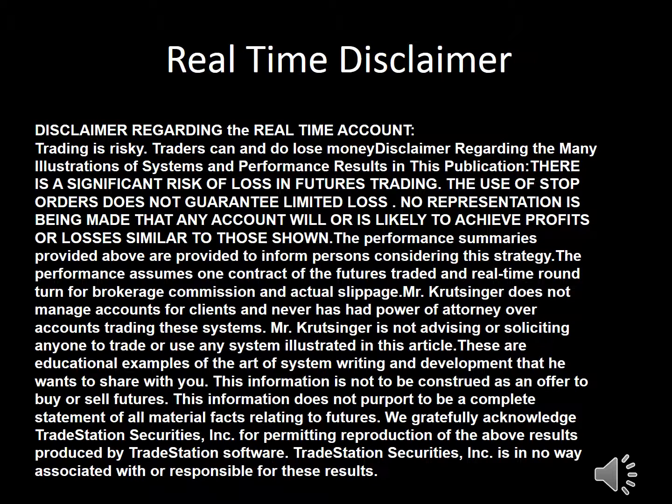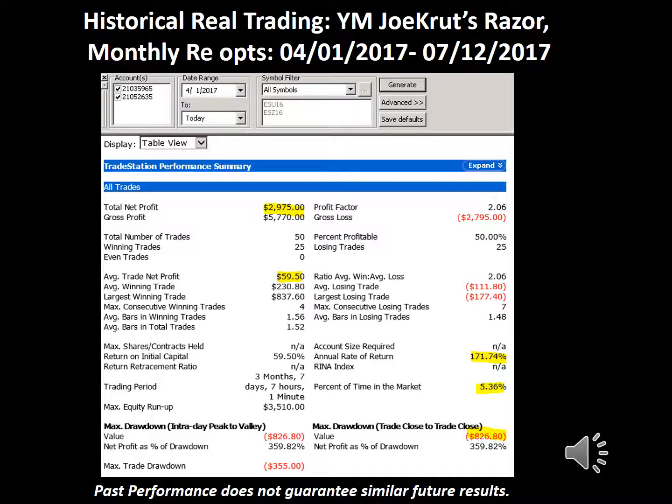Now we're going to talk about real-time. This is the real-time disclaimer. This is what I'm trading in my IRA account. I'm using the system Razor, and I'm doing it on the mini Dow. Let's take a look at the performance. Basically, this is 3 months and 7 days and 7 hours. It's trading one contract each.